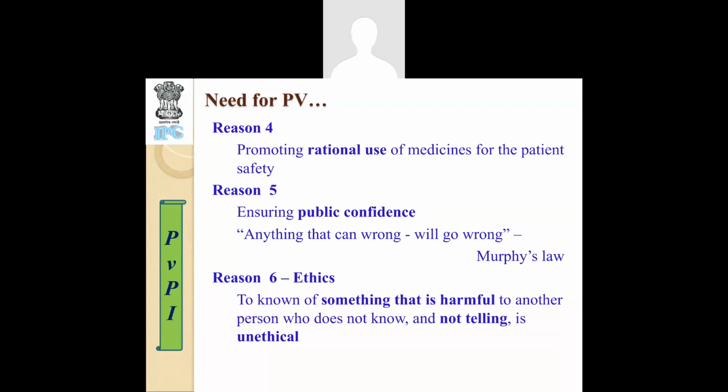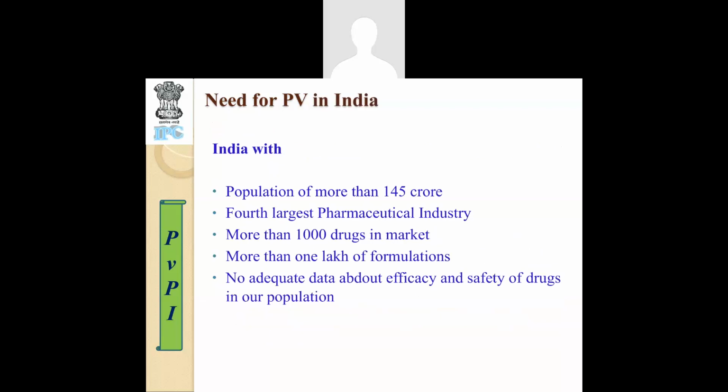So what is the need of pharmacovigilance in India? Till now, we have discussed in general what is the need of PV, whereas what is the need of PV exclusively in India? India has a population of more than 145 crore. Our pharmaceutical industry is the fourth largest in the globe, and more than 1,000 drugs are available in the market with more than 1 lakh formulations. One drug itself may have many formulations. That's how there are more than 1 lakh formulations, and no adequate data about the efficacy and safety of the drugs in our population.